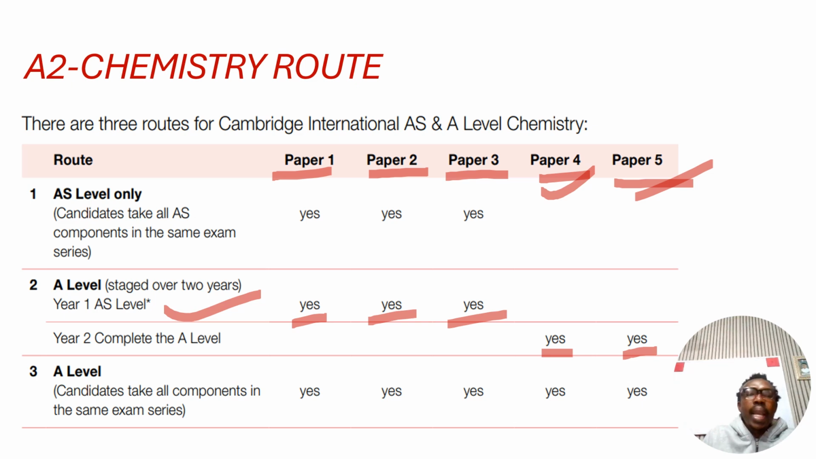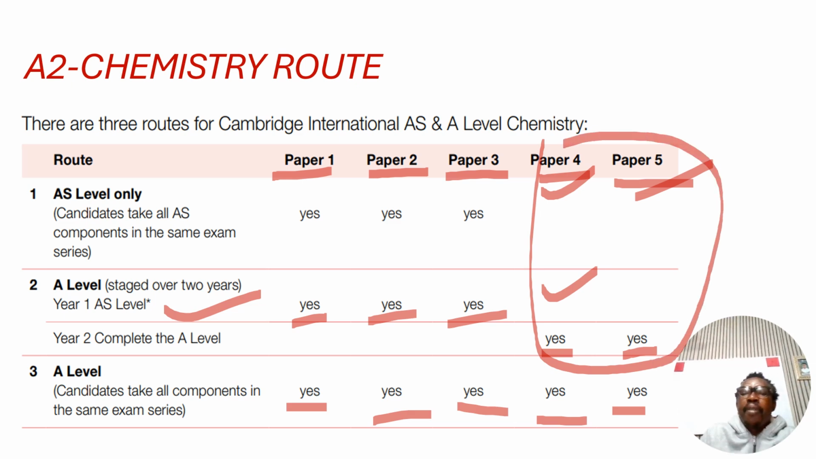The third one is the A level, which is for those people that will run the program for just 1 year, not 2 years, whereby you do paper 1, paper 2, paper 3, paper 4, and paper 5. But I want to focus on A2, where you just take paper 4 and paper 5 only.